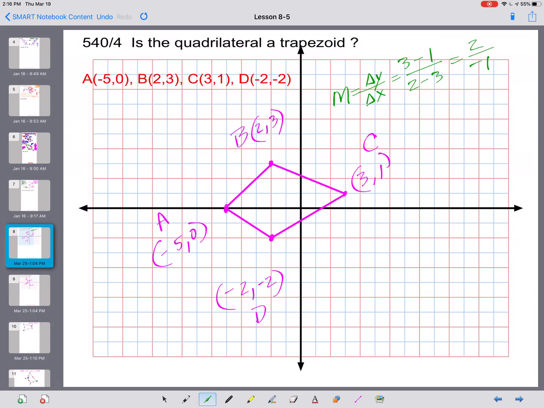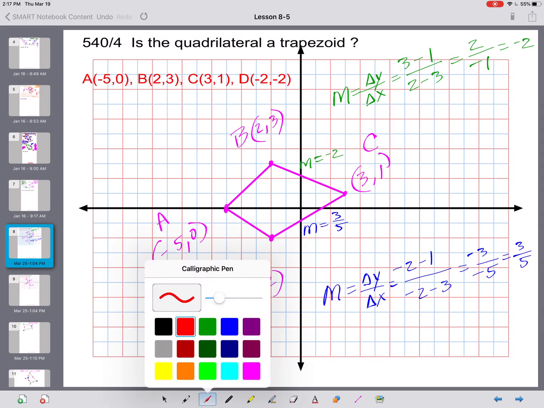On top, that's 2. On the bottom, that's a negative 1. That's going to be a negative 2 for that slope. Slope is negative 2. Let's do another color right here. These two, D to C. Slope is change in Y over change in X. Here it is: negative 2 minus 1 over negative 2 minus 3. This is going to be a negative 3 over a negative 5. That's going to be a positive 3/5.